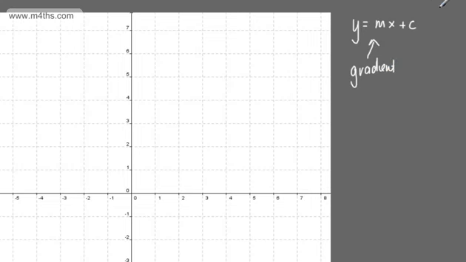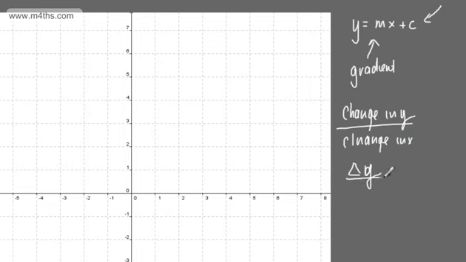And c is the y-intercept. So this is where it's going to cross the y-axis. The gradient is the change in y over the change in x. Or you might see it written as delta y over delta x. Or, less commonly, rise over run.